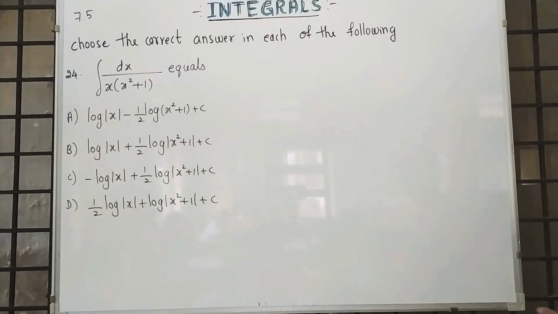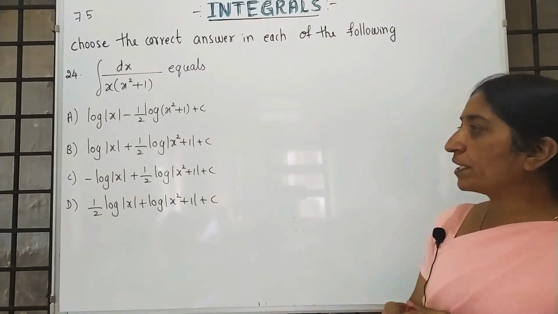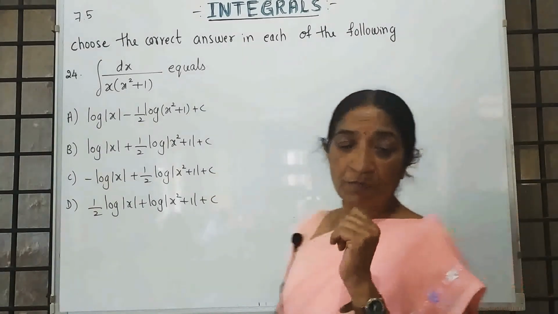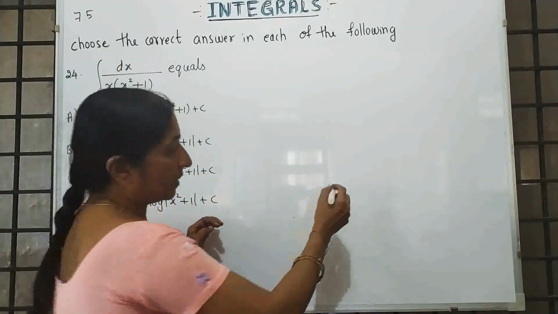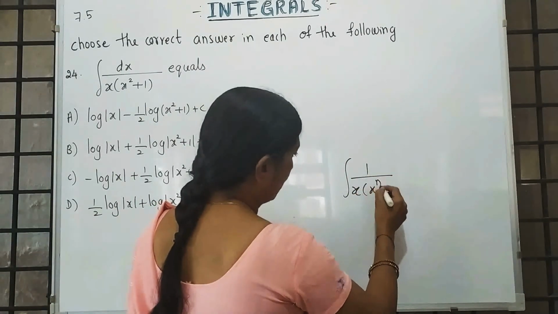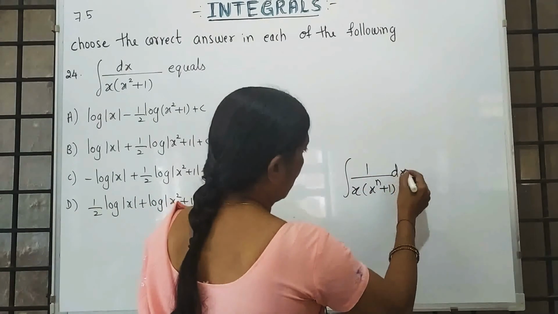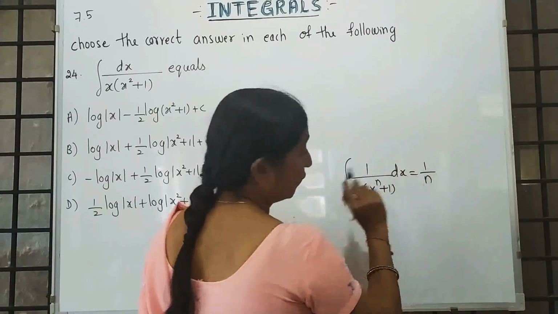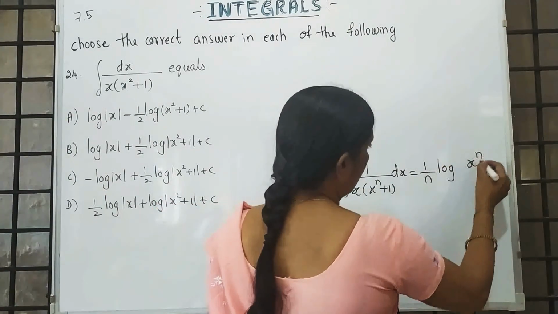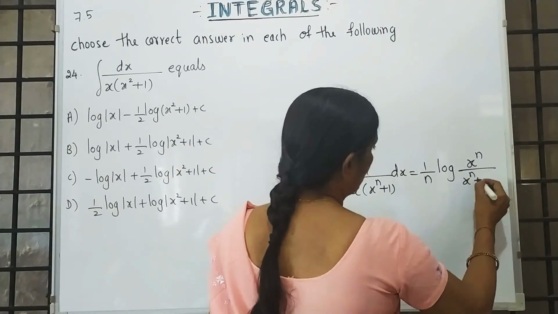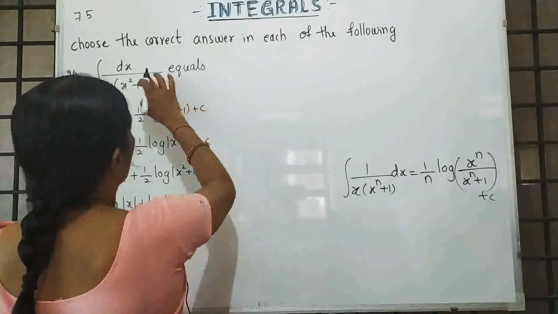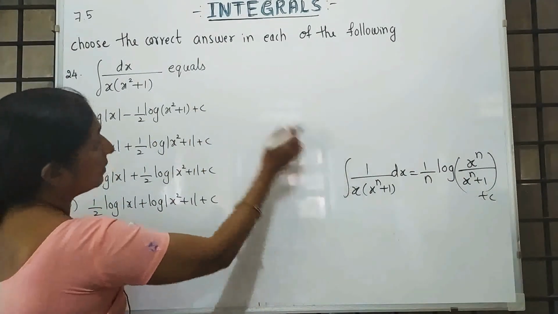Moving to the next question, that is question number 24. Integration of dx upon x into x square plus 1. Have you remembered that formula? Already I explained that 1 upon x into x raised to n plus 1 into dx, and I told you this formula is important for competitive exams. It is 1 by n log of x raised to n upon x raised to n plus 1 plus c. Apply that formula because this example is exactly in this form.